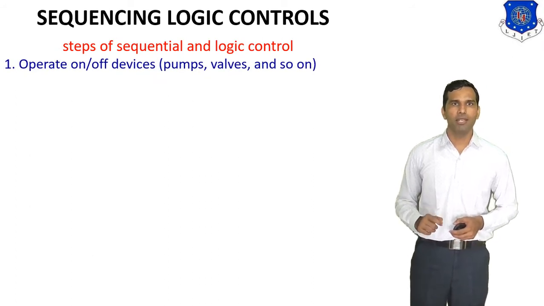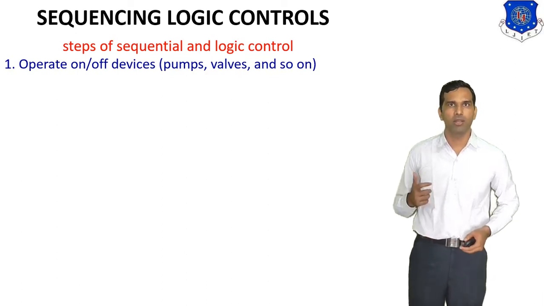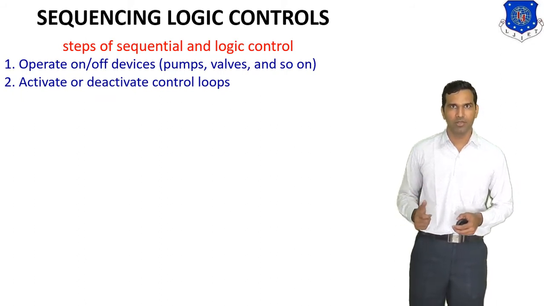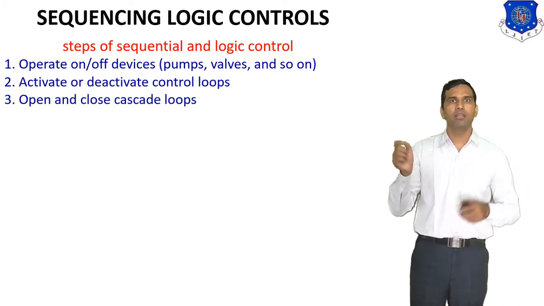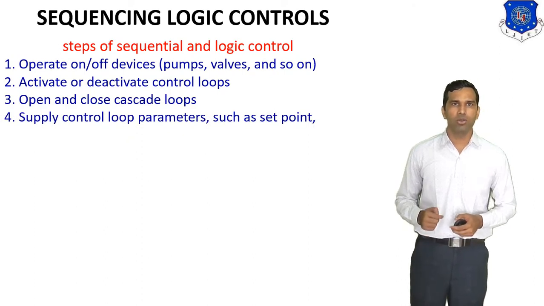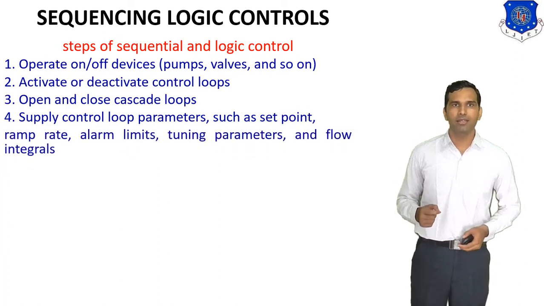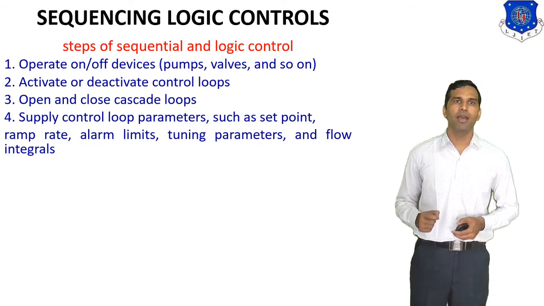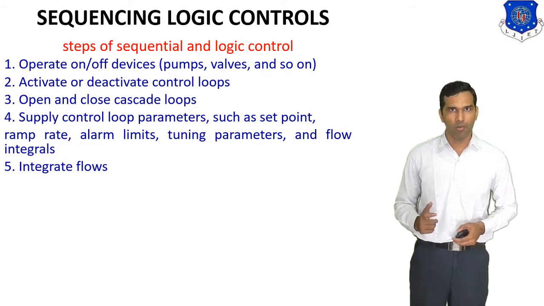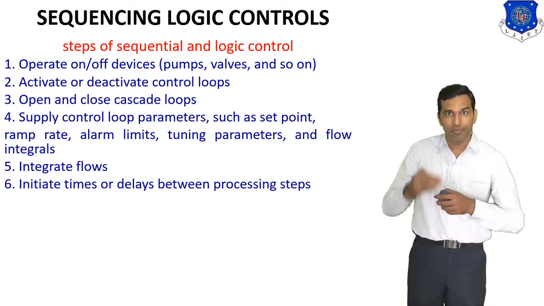First one is operate on-off devices like pumps, vessels and so on. Next step is activate or deactivate control loops. Third step is open and close cascade loops. Next step is supply control loop parameters such as set point, ramp rate, alarm limit, tuning parameter and flow integrals. Next step is integrate flow. Then initiate time or delay between the processing steps.